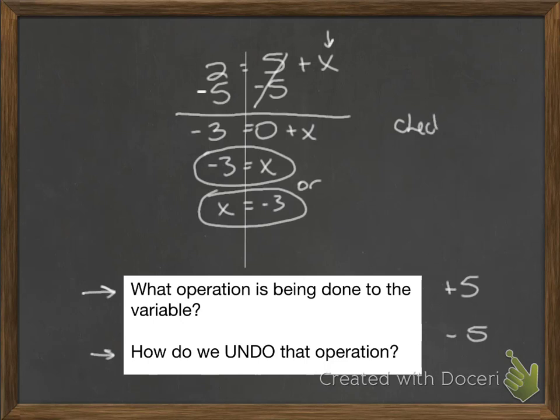And as before, we can still check our work. We have 2 equals 5 plus -3. Is 5 plus -3 equal to 2? Absolutely. So this checks out, and our answer is correct.